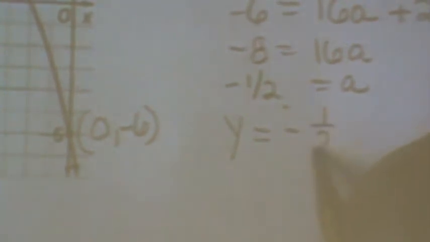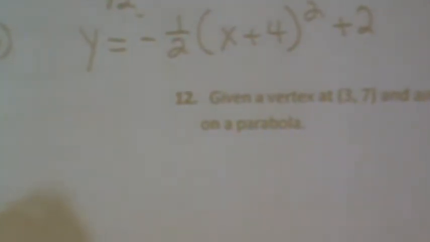So now we're going to use this a value and put this back in here along with the vertex. So you get y equals negative 1/2 and then x plus 4 squared plus 2. That's your equation. For number 12, it's the same type of problem, except we give you the vertex, which is your h and your k, and your x and your y. So you go right into y equals a x minus h squared plus k.